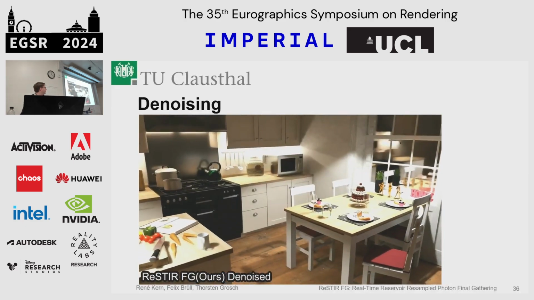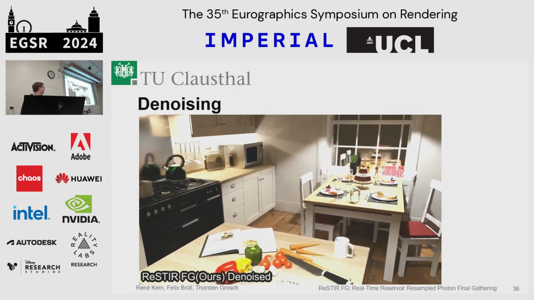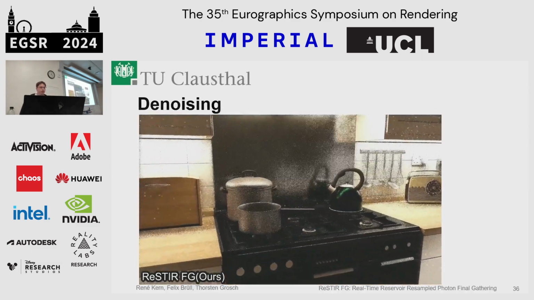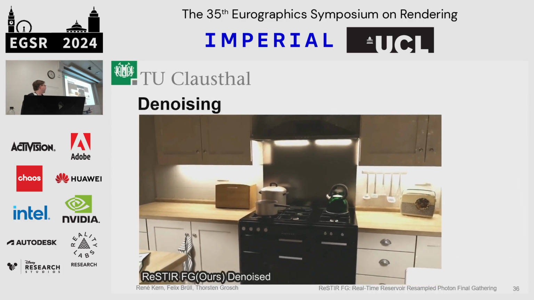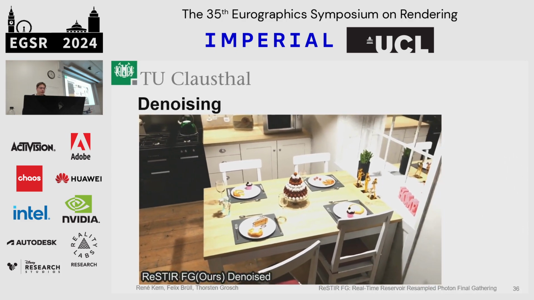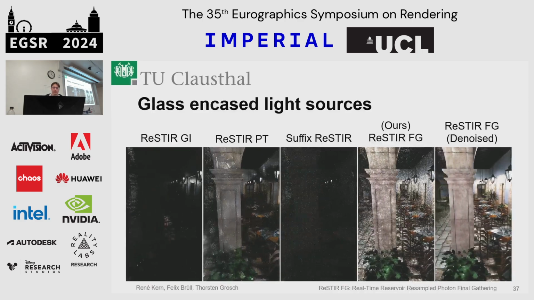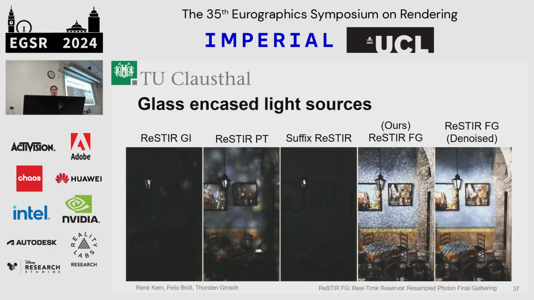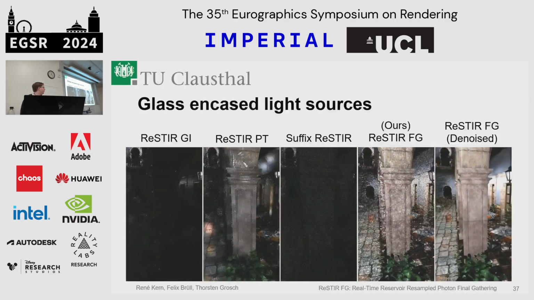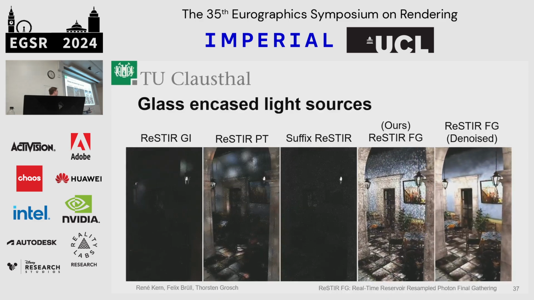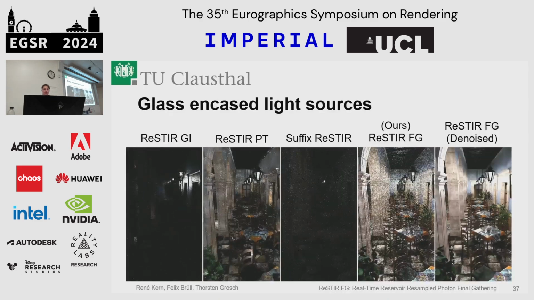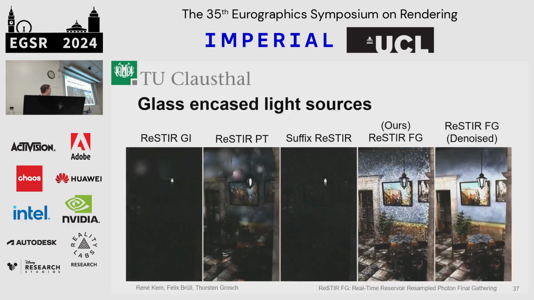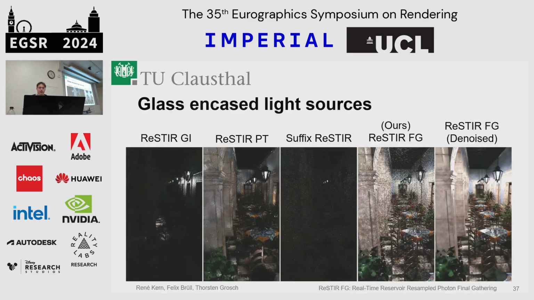We also tested our ReSTIR with denoising. So we used NVIDIA's real-time denoiser to show, as a proof of concept, that our ReSTIR work can be denoised. And we also tested our ReSTIR with real light sources, where the emitter is surrounded by glass. And our ReSTIR final gathering is actually able to reuse these paths in the form of caustics. So we can display them where the others either completely fail or are riddled with very obvious correlation artifacts.